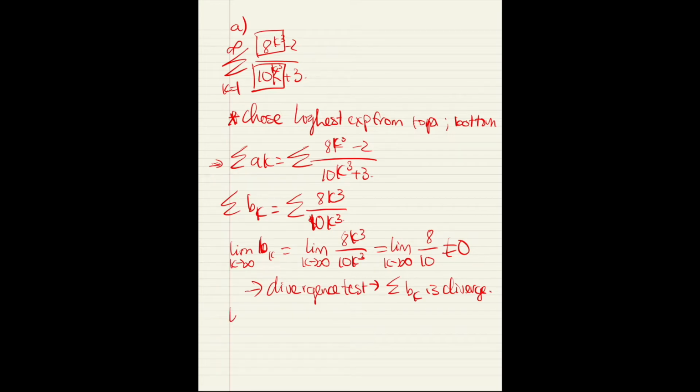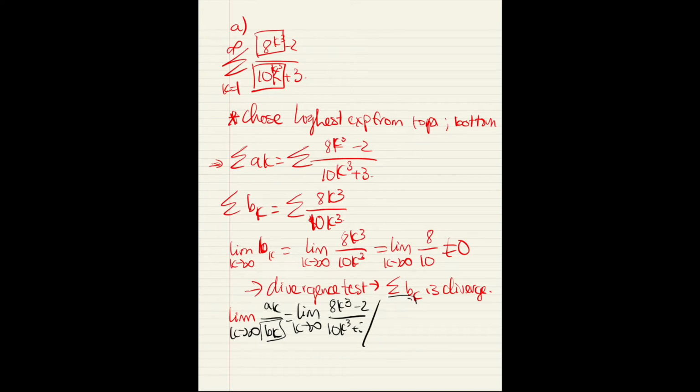And then, by taking the limit as k goes to infinity of a_k over b_k, equal to the limit as k goes to infinity of (8k^3 - 2) over (10k^3 + 3) times 10k^3 over 8k^3. Maybe some of you will ask, why don't I just divide by b_k? I just multiply by this one. So it's just an easy explanation.